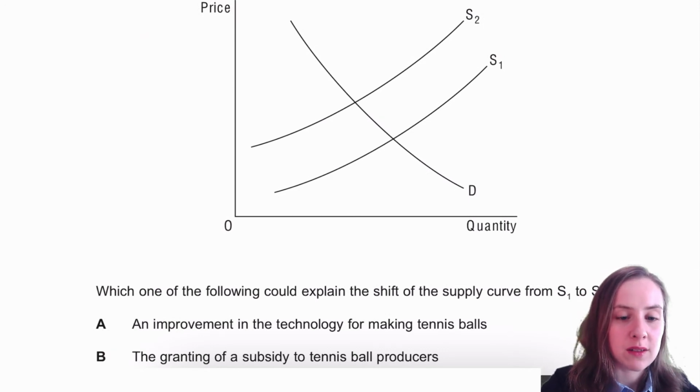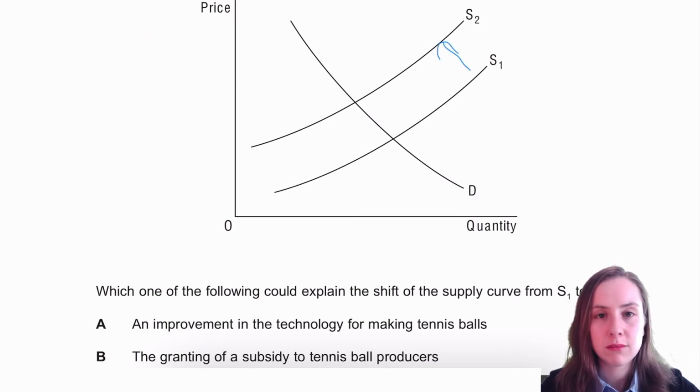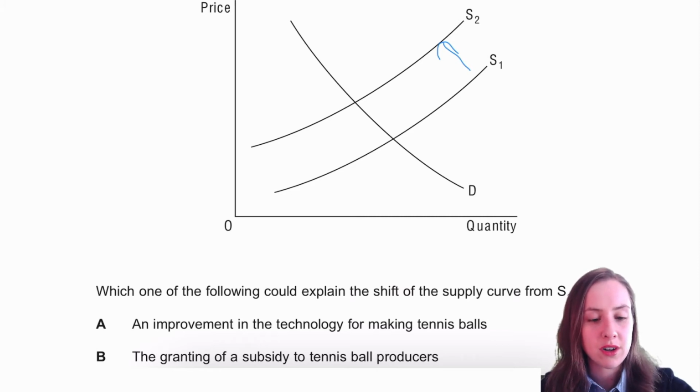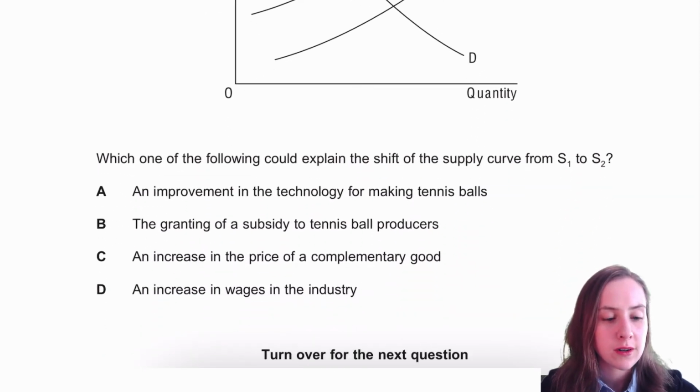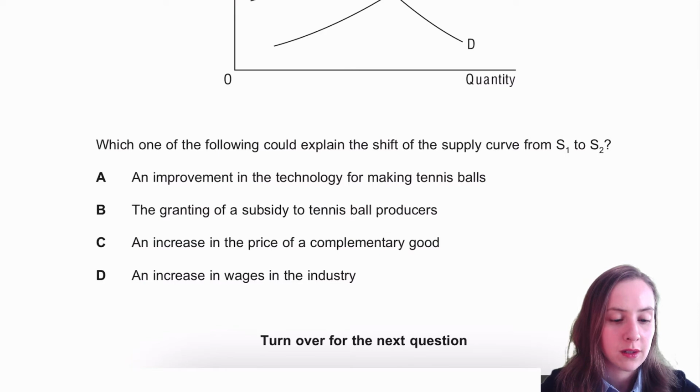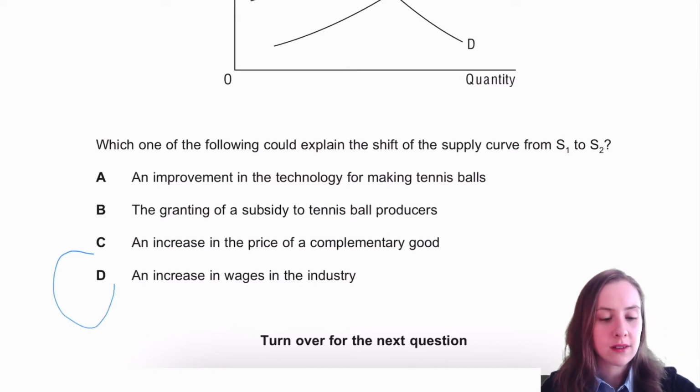Tennis balls, we have tennis balls shifting left because there should be higher costs of production for the firm, such as higher wages.